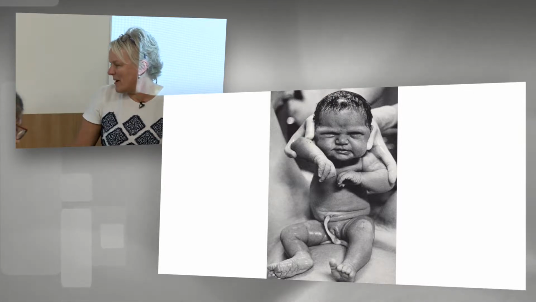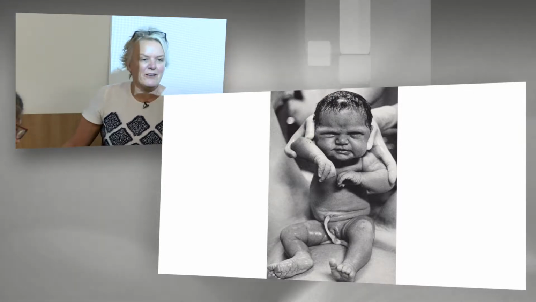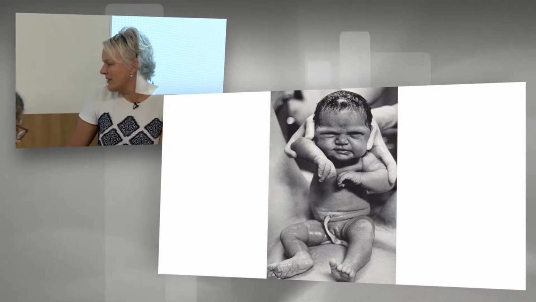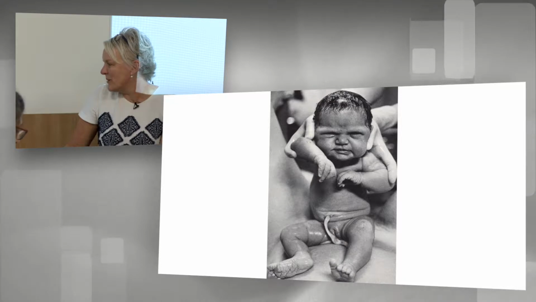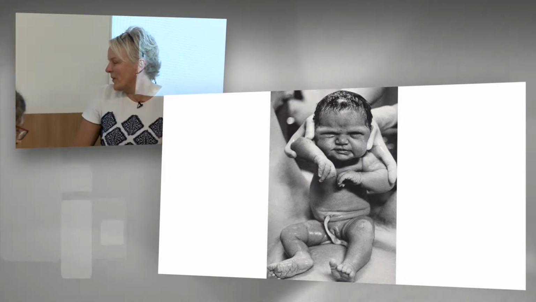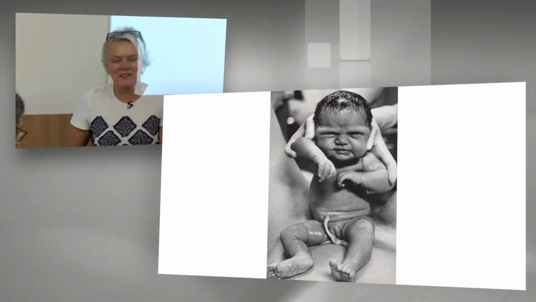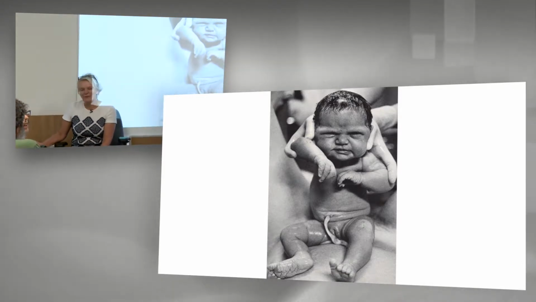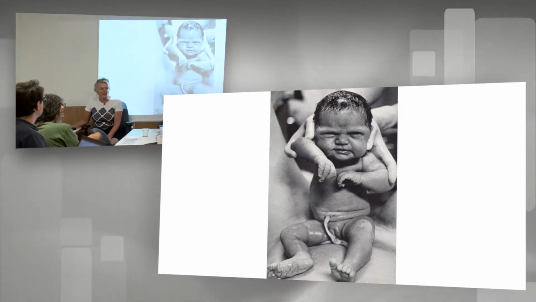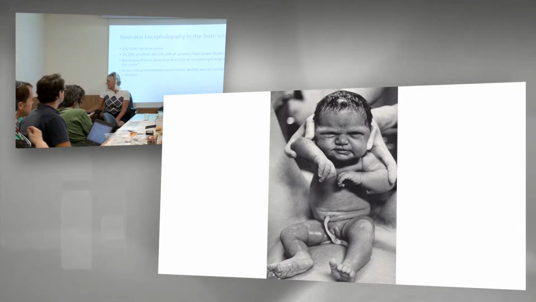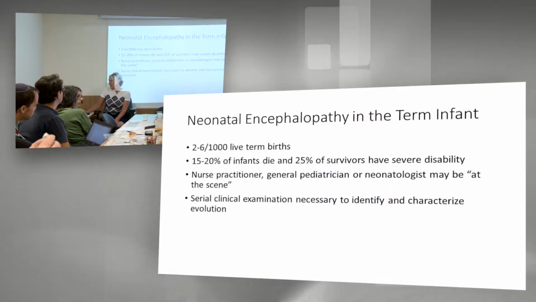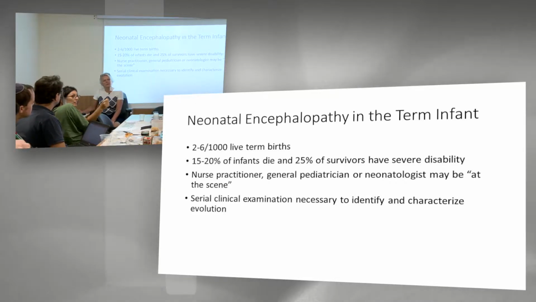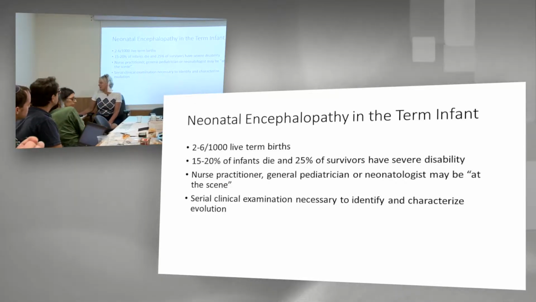This is actually a Scandinavian term-born baby who's looking very confused about why they've come out into the world when it was actually pretty nice where they were. And as we all know, the day you're born is the happiest day in your parents' life and the riskiest day in your own life. Why? Because of this condition of so-called neonatal encephalopathy. Now, what does that mean?